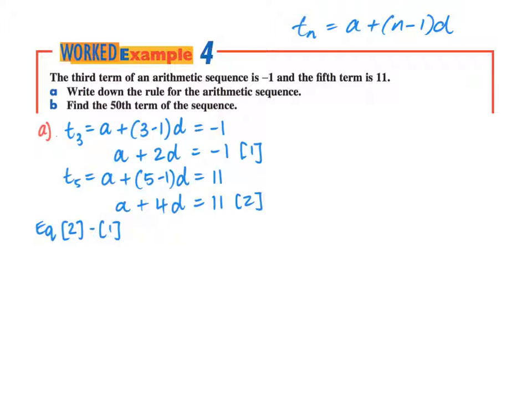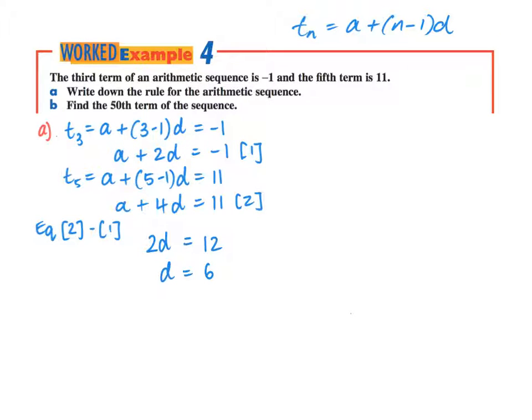So if we go ahead and write that down, the a's would cancel each other out. Then we would have 4d minus 2d. This gives us a value of 2d, and that is equal to 11 minus -1. This is a value of 12. Dividing both sides by 2 gives us a value of d, which is 6.